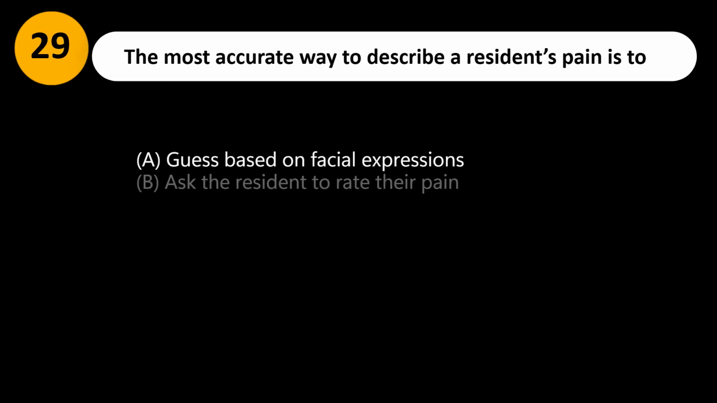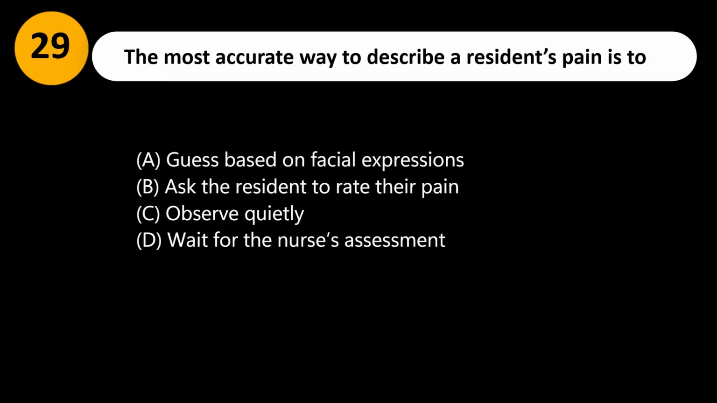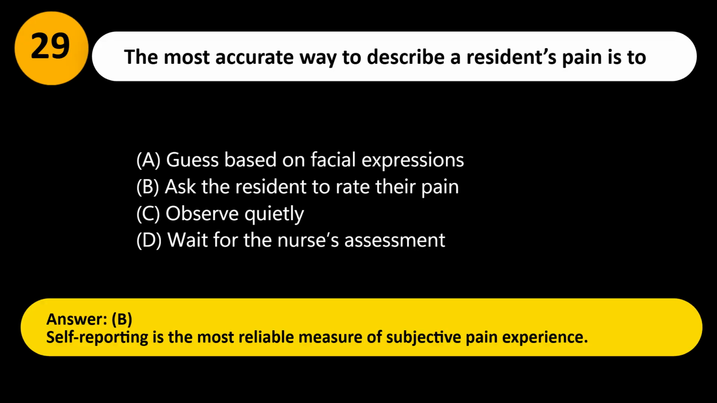The most accurate way to describe a resident's pain is to A. Guess based on facial expressions. B. Ask the resident to rate their pain. C. Observe quietly. D. Wait for the nurse's assessment. Answer: B. Self-reporting is the most reliable measure of subjective pain experience.